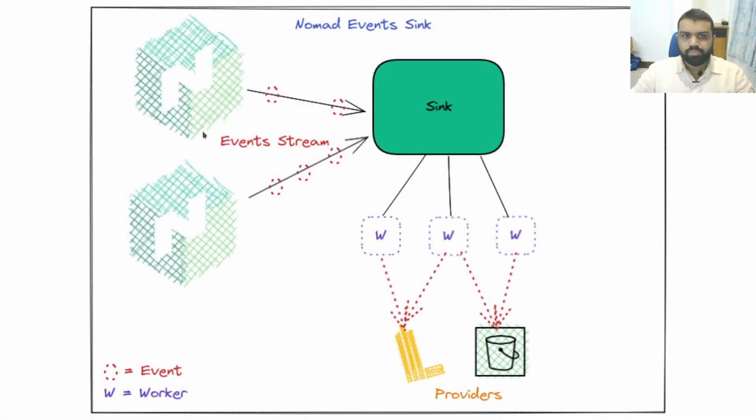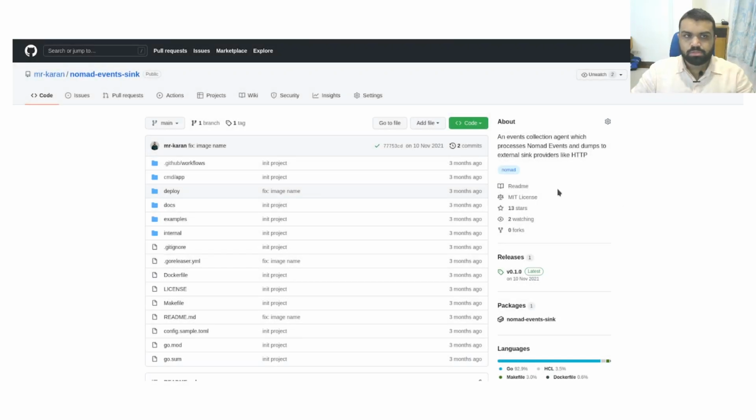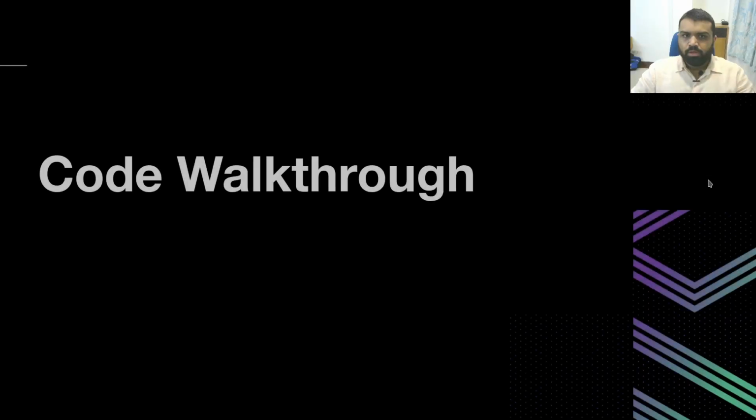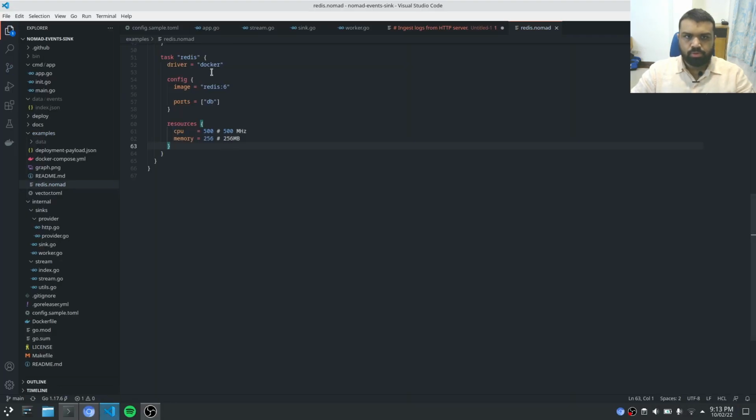Here you can see these are the Nomad servers which it has connected to, and the events are coming in. They are sent to the internal sync queue, and workers are listening on that sync queue and then periodically flushing and batching them to the upstream providers. This code is also available on GitHub if you wish to explore further. So I'd like to do a code walkthrough of how this whole thing works. I have the code ready with me.